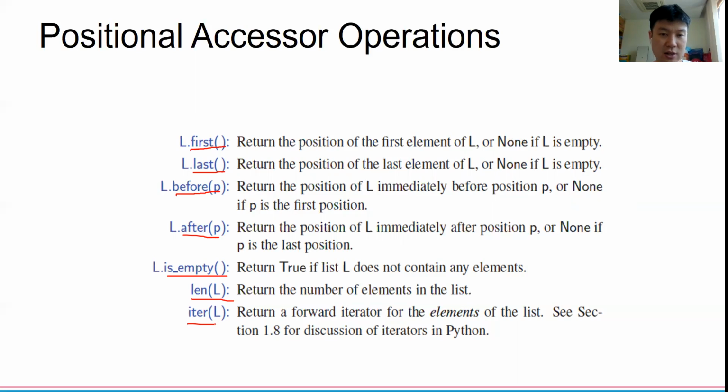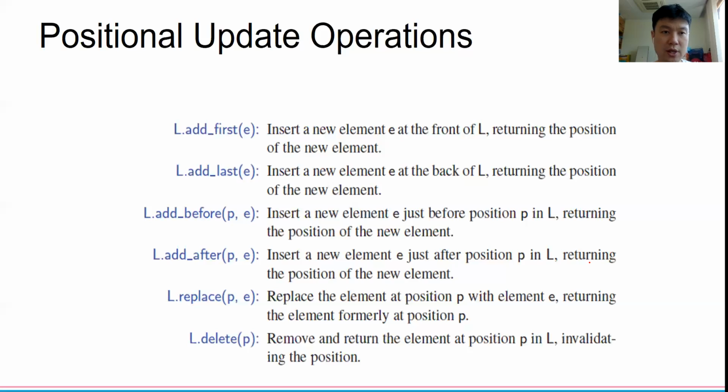Then iter means I want to iterate over all the elements. Add_first means I want to add a new element at the front. Add_last is the same: we want to add a new element at the end of the list. We can also do add_before(p, e), where I insert a new element e before position p. Here p is a position and e is the new element.